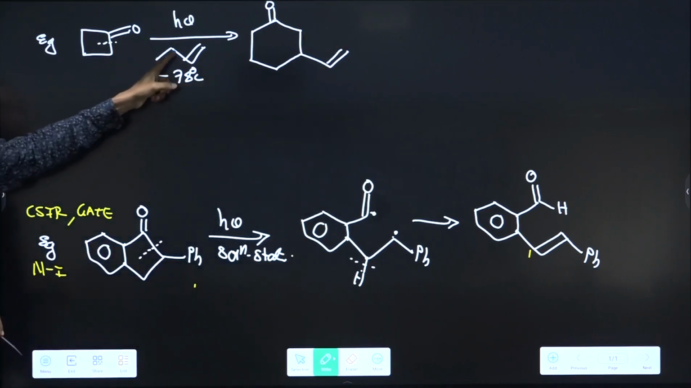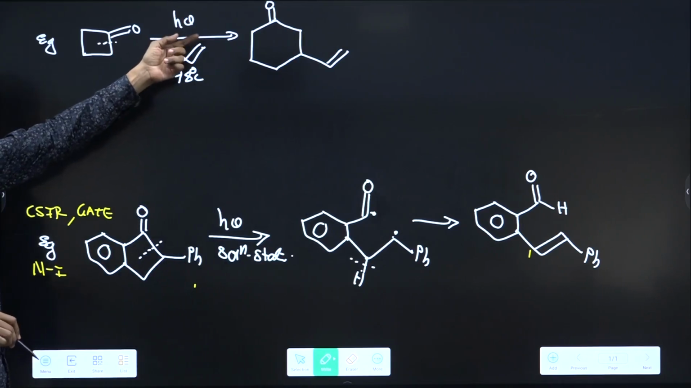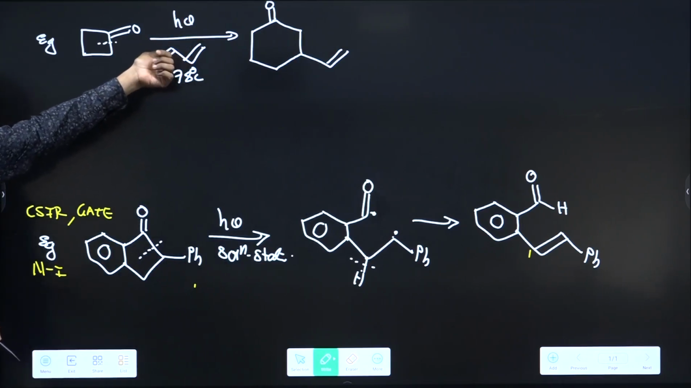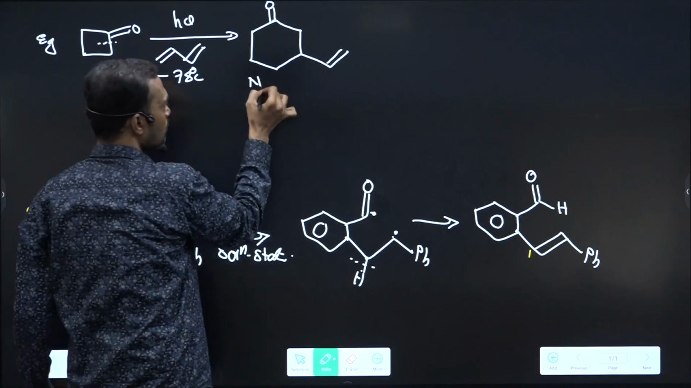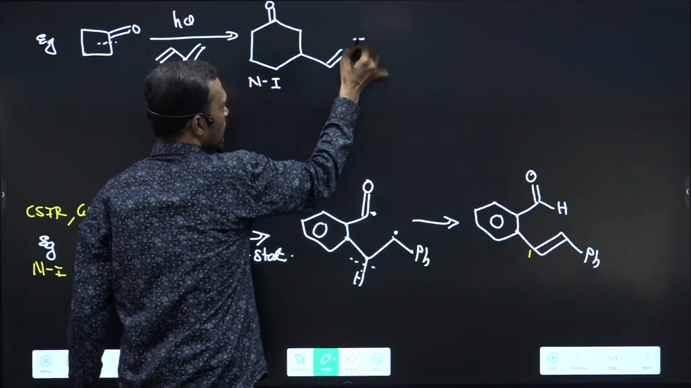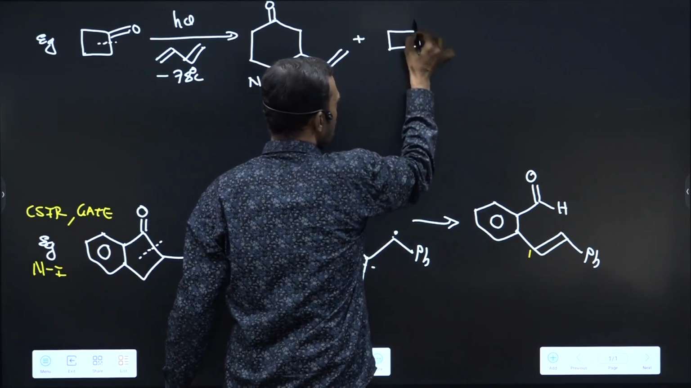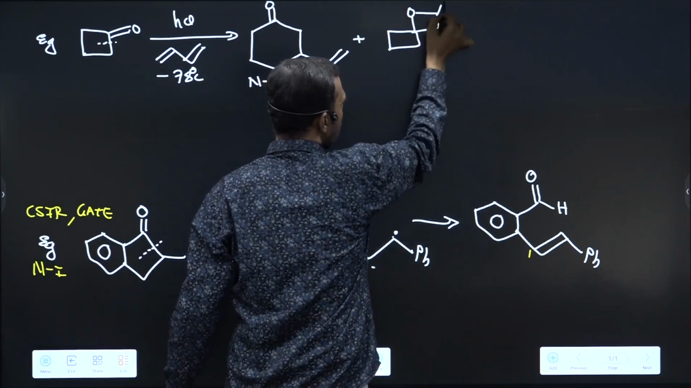If a diene is not given, decarbonylation is possible under the gaseous phase. Now in the liquid phase, use this. This is the Norrish one product. Norrish one product, and one more. So here you will expect this kind of product. What is this product?